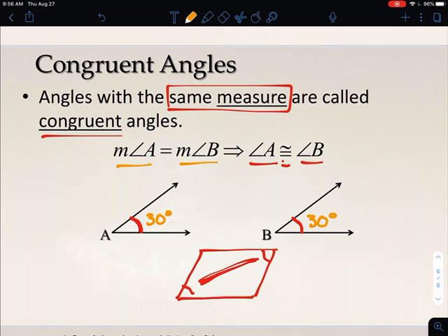So when you have the little m in there, the measure of the angle is equal to the measure of the other angle. If you're talking about the actual angle itself, just angle A and angle B, then you use the congruent symbol, so it's important to note the difference there. The measures are equal, the angles are congruent. And you'll note those with those little arc symbols in the picture.